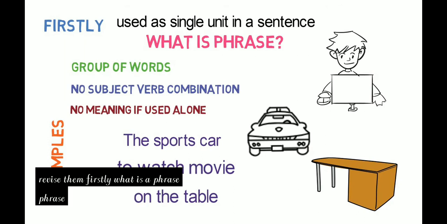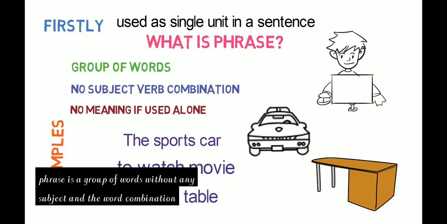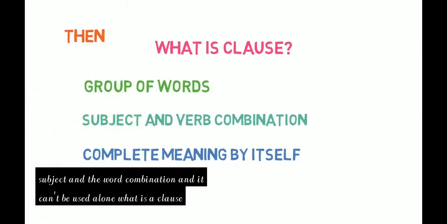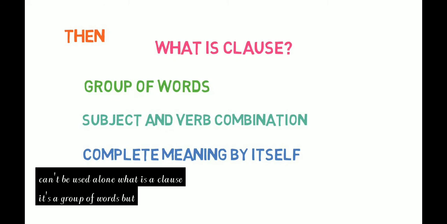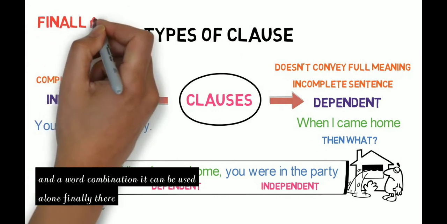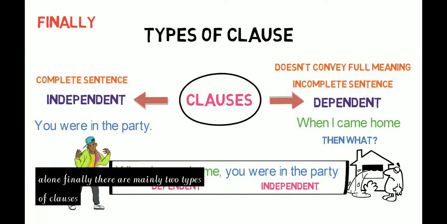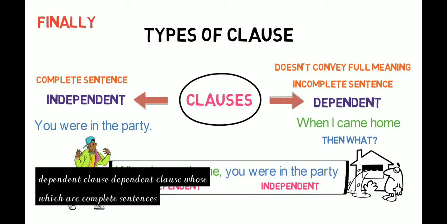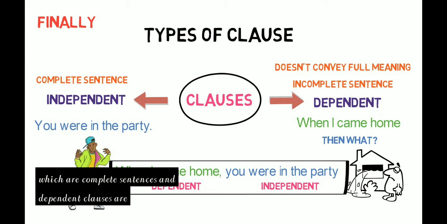Firstly, what is a phrase? A phrase is a group of words without any subject and verb combination, and it can't be used alone. Then, what is a clause? It's a group of words with a subject and a verb combination, and it can be used alone. Finally, there are mainly two types of clauses, independent clause and dependent clause. Independent clauses are those which are complete sentences and dependent clauses are those which are not complete sentences.